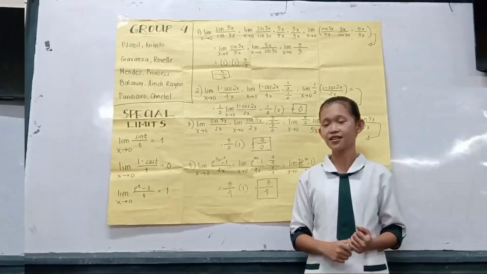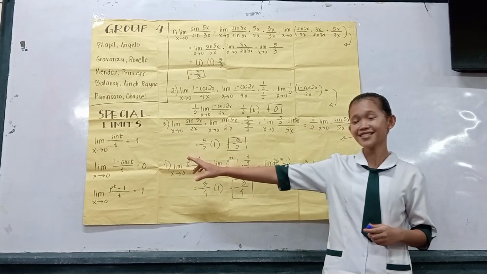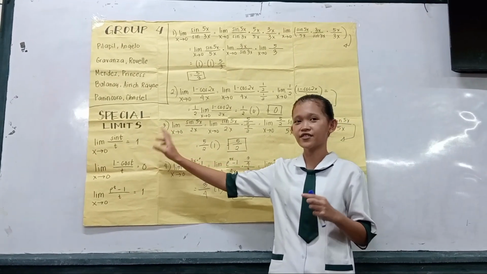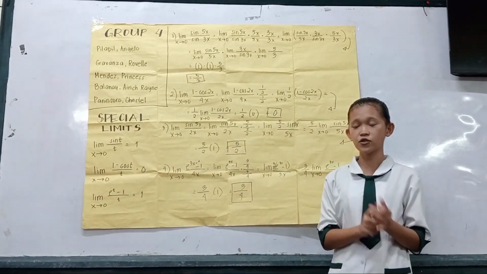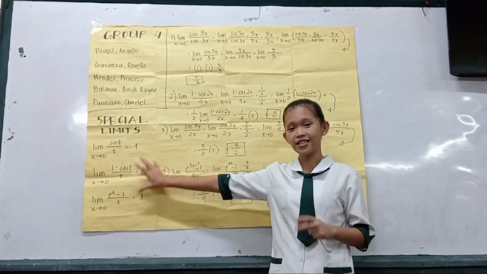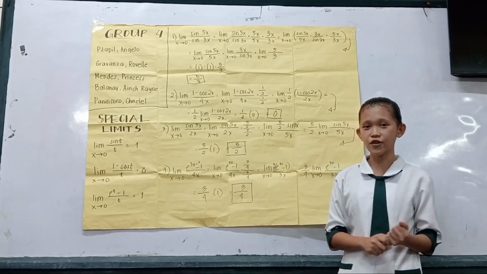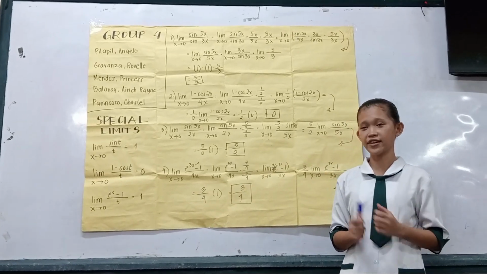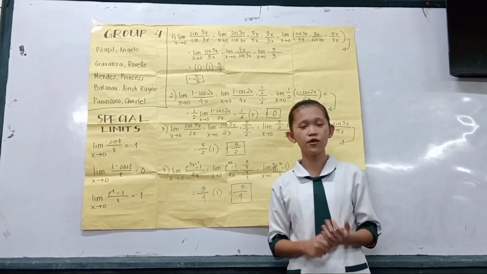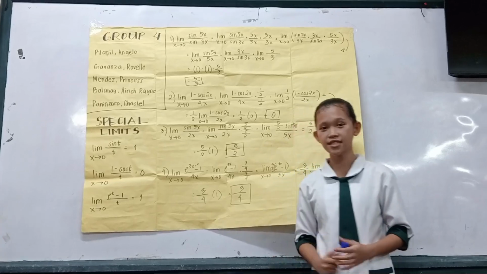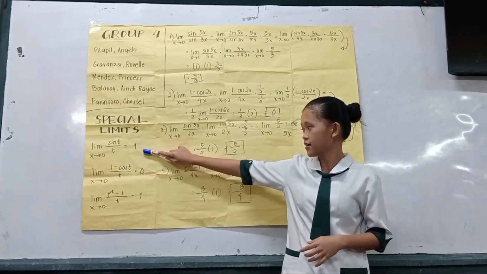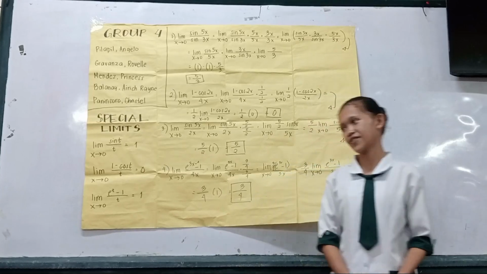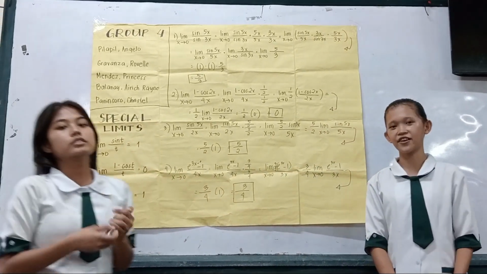To clarify the special limits, you don't need to direct substitute. If we direct substitute, the result is 0 over 0, which is indeterminate. But if we use a table of values to evaluate the limits, we can get the result, which is 1, 0, and 1. So that's the clarification for the special limits.